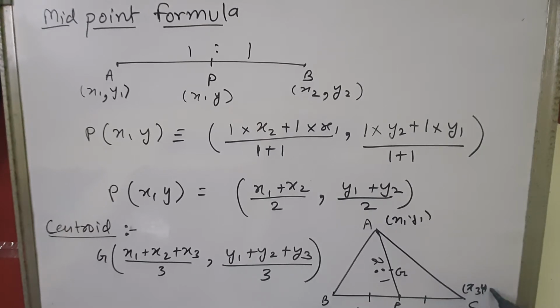x3, y3. Alright, so if A x1 y1, B x2 y2, C x3 y3 are the vertices of the triangle, then the coordinates of the centroid of the triangle will be x1 plus x2 plus x3 upon 3 comma y1 plus y2 plus y3 upon 3. Alright children, please note down.